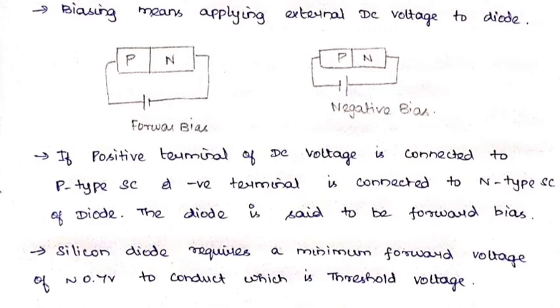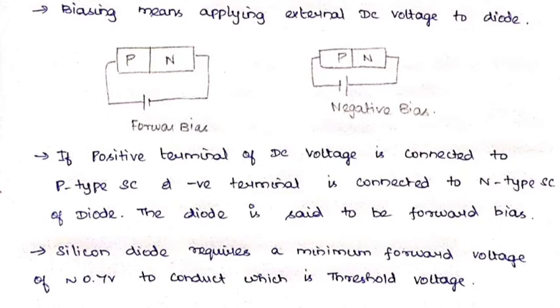Biasing means applying an external DC voltage to the diode. Biasing means applying an external battery or DC voltage to the diode. If we connect the positive terminal of the DC voltage or battery to the p-type semiconductor and the negative terminal of the battery to the n-type semiconductor, the diode is forward biased.